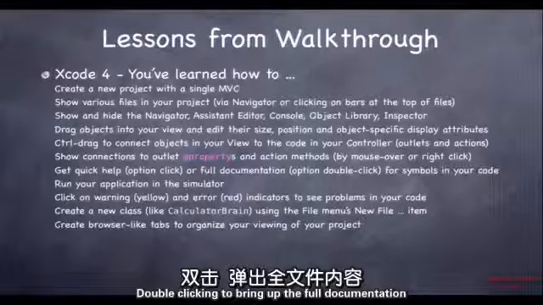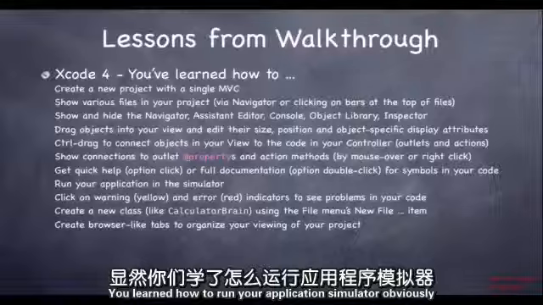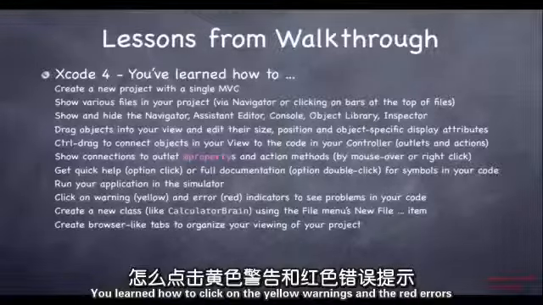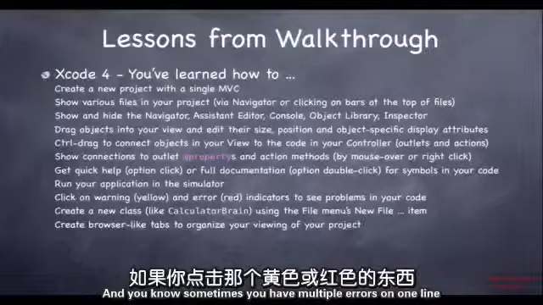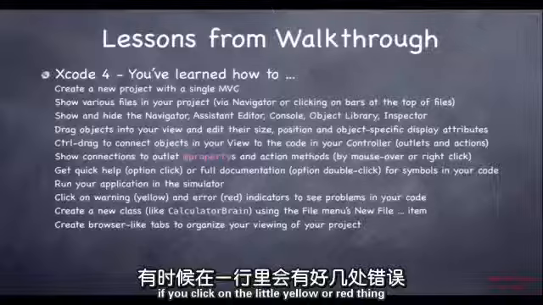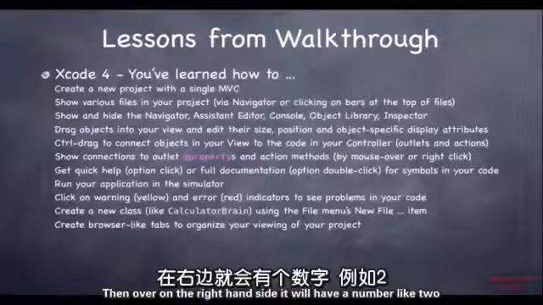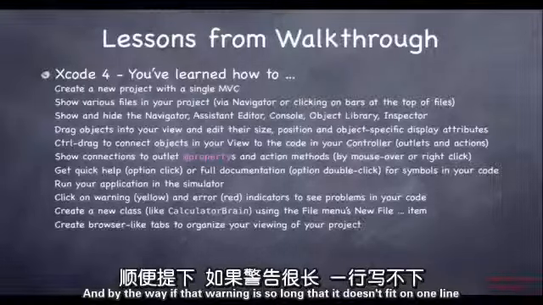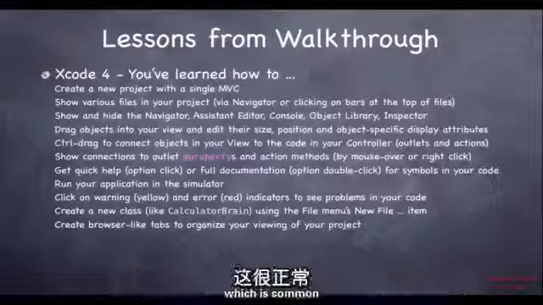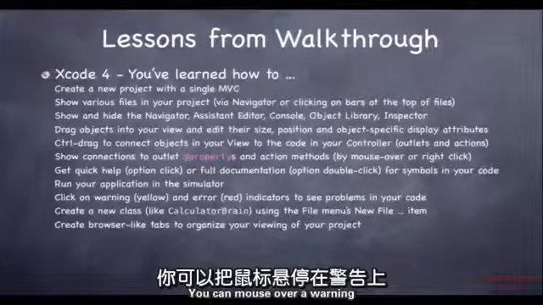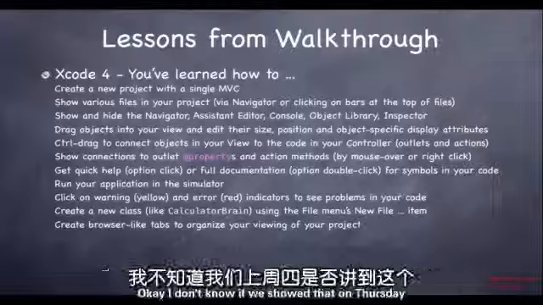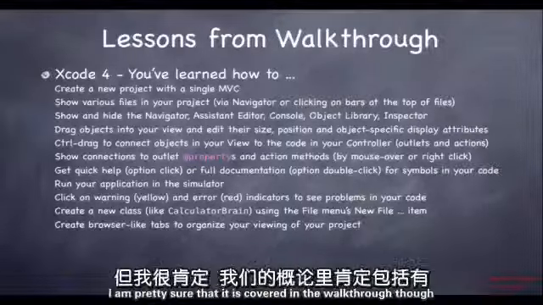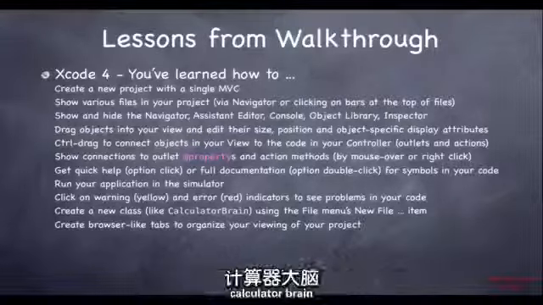You learned how to run your application in the simulator, obviously. You learned how to click on the yellow warnings and the red errors. Sometimes you have multiple errors on one line, and if you click on the little yellow or red thing, then over on the right-hand side, it'll have a number like 2. There are 2 warnings here, and you can click on that. And by the way, if that warning is so long that it doesn't fit on one line, which is common, you can mouse over a warning, and it'll show you the full warning in a tooltip. I don't know if we showed that on Thursday, but I'm pretty sure it's covered in the walkthrough. You learned how to create a new class, calculator brain, right, our model.